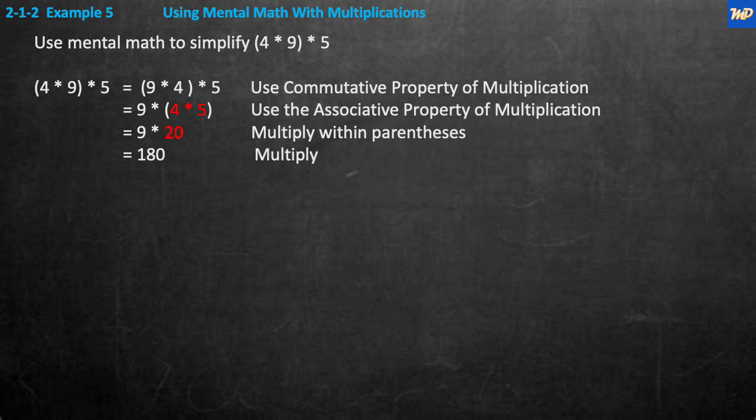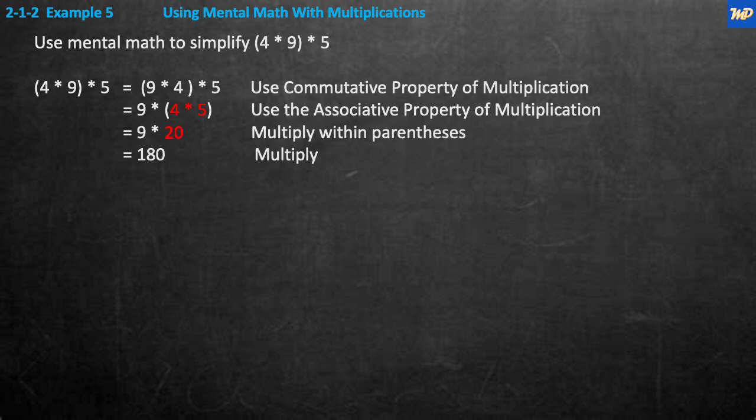Example 5, using mental math with multiplication. So instead, that last one was addition, we're going to do a little game with the multiplication. Now let's see what it's telling us. It says, use mental math to simplify 4 times 9 times 5. Okay? And they have it grouped for you already, the quantity 4 times 9, times 5.